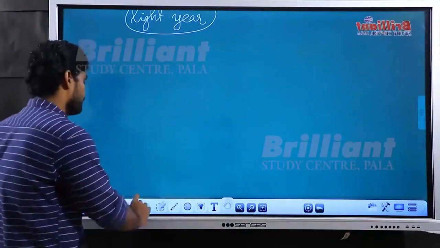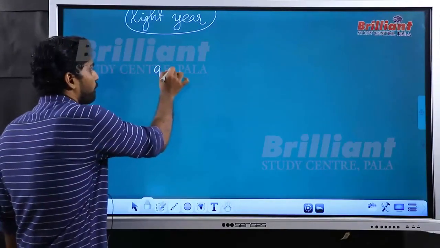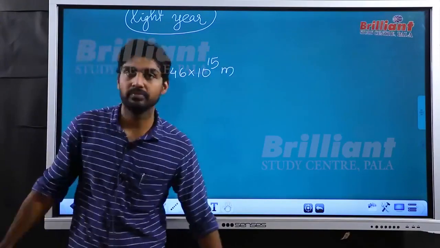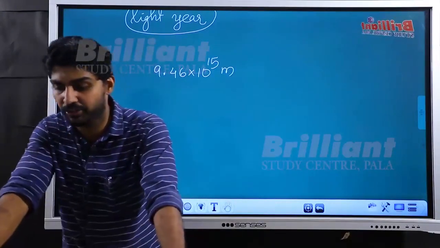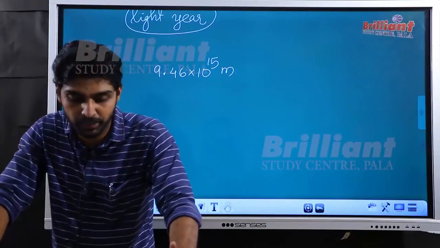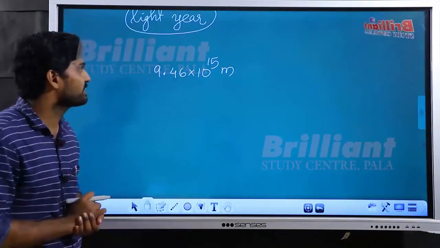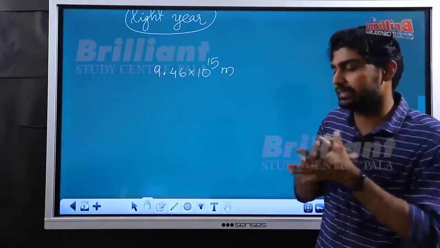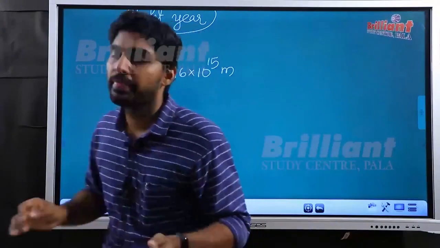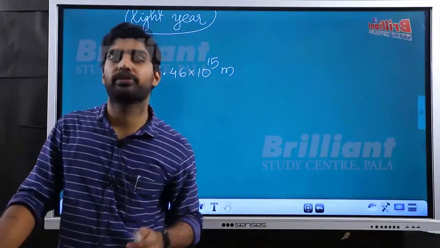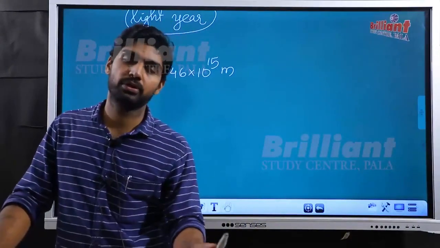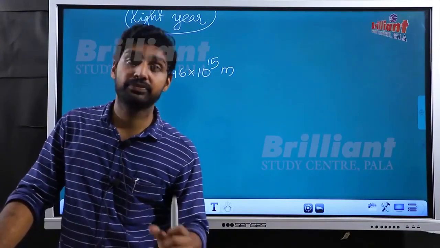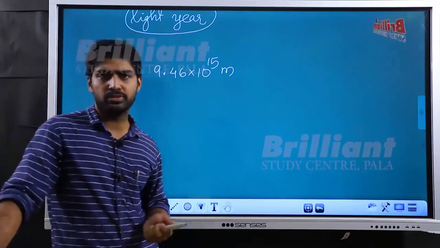Its actual value is 9.46 times 10 raised to 15 meters. It's a very large unit. So this unit is used to measure the distance between stars, galaxies and all. For example, the distance from Sun to the next star is about 2.5 light years, or the size of a galaxy and all, they are all measured in terms of light year.